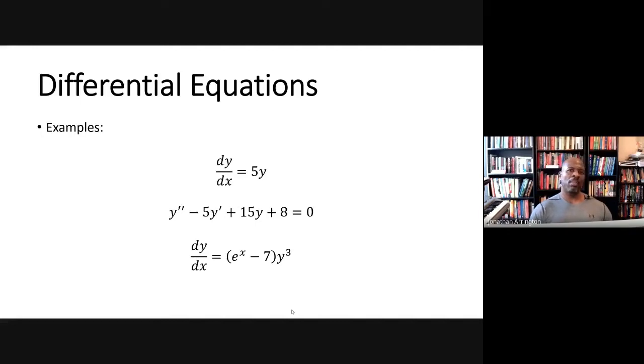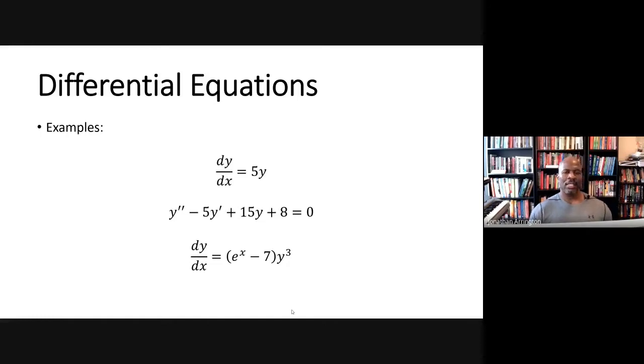We have dy by dx equals 5y. That's a differential equation used for exponential growth. The second one is y double prime minus 5y prime plus 15y plus 8 equals 0. That's called a second order linear differential equation with constant coefficients. As we go through the course, you'll get more familiar with what these names mean.